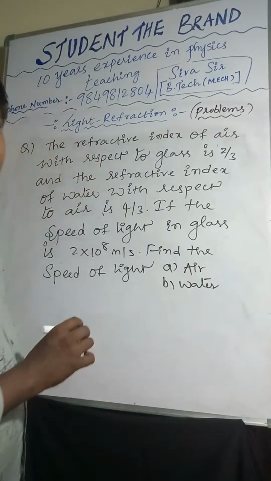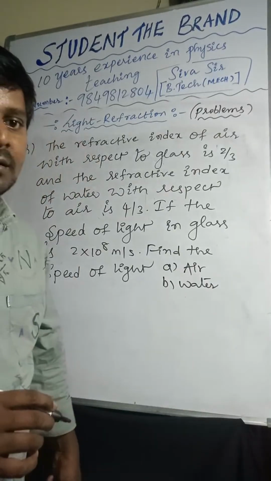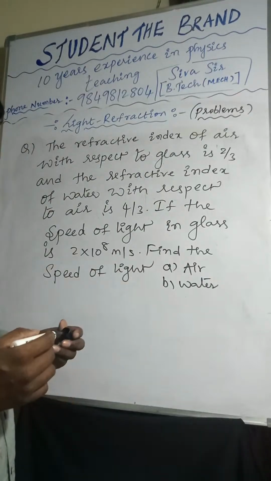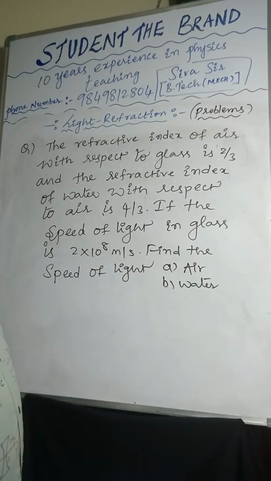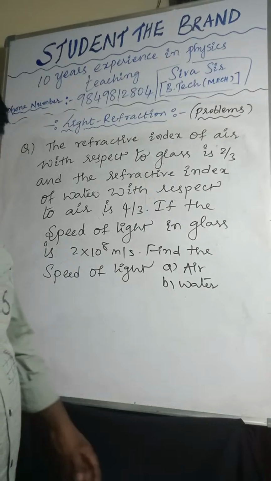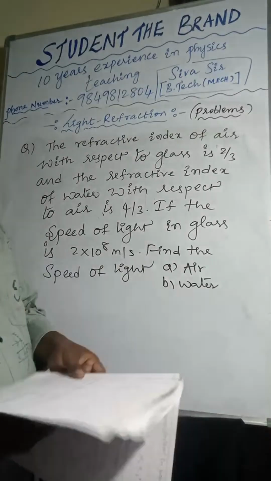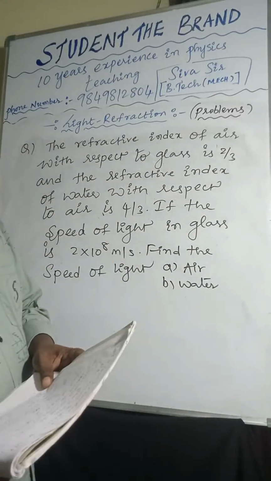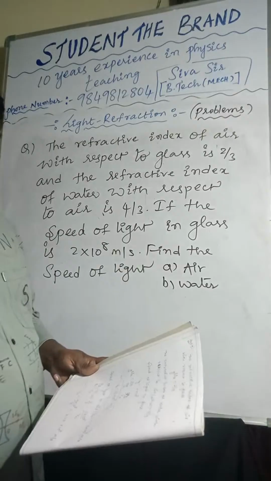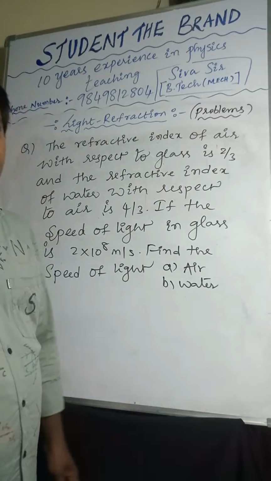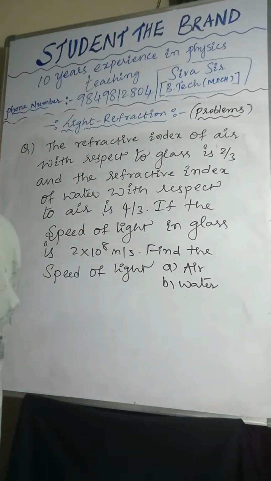Can anybody say this answer? So anyone? The refractive index of air with respect to glass is given. Okay, so now the refractive index of water with respect to air is given. Now they are asking to find out. Can anybody try to solve this question? If you know, let me know the answer.